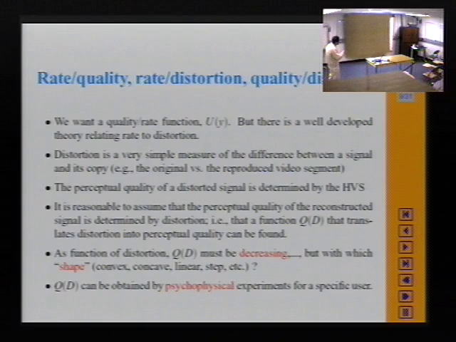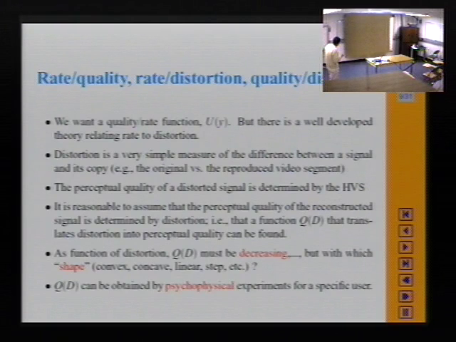So we can assume that there is a Q of D. If you give me the distortion, I'm going to tell you the quality, just like we had before with the SIR: give me the SIR, I tell you the probability. We can have this function. Now, what properties should that function have? Well, one of them is that the function should be decreasing. The greater the distortion, the less the quality. That part is not controversial. But beyond that, what else do we know about this function? Could it be a convex curve?